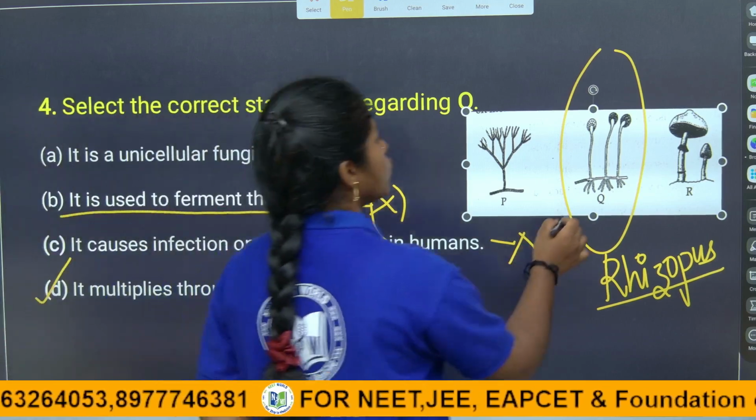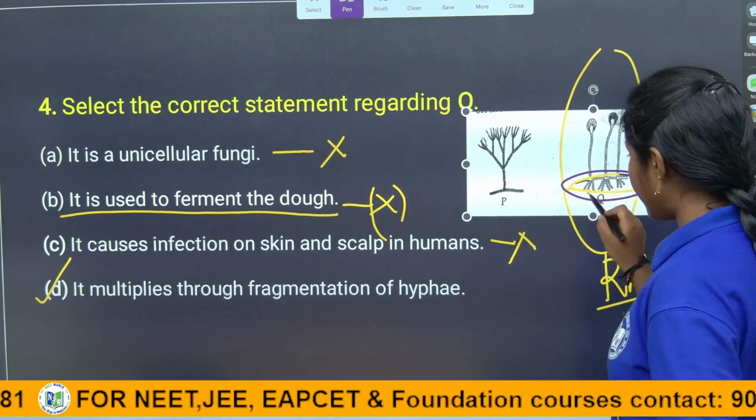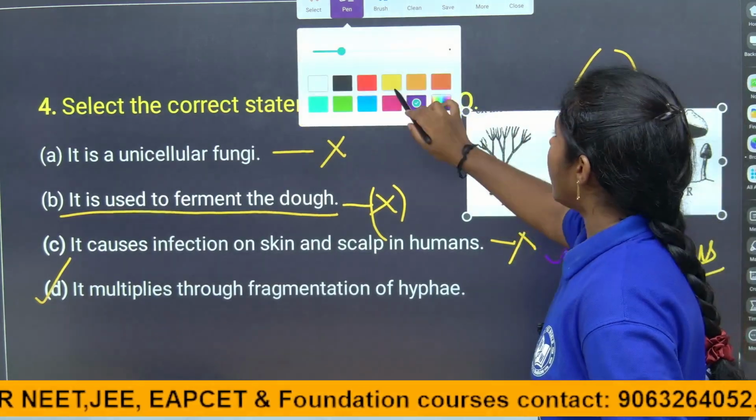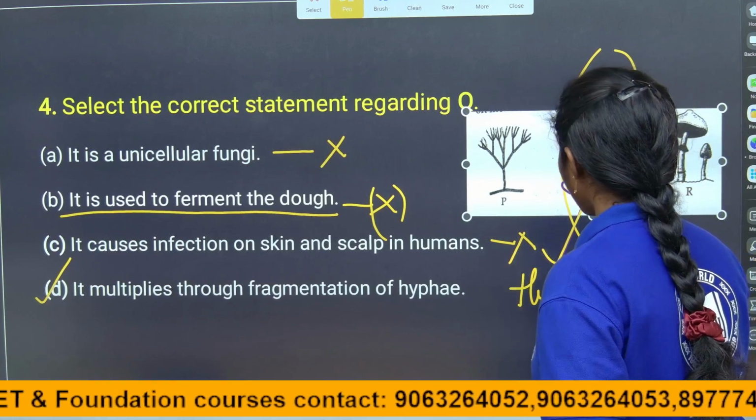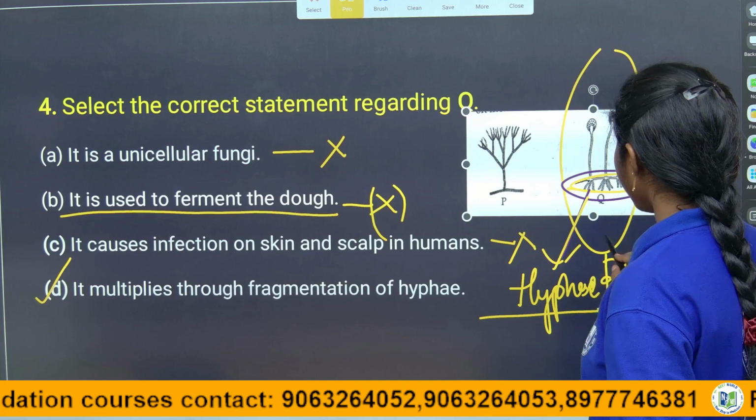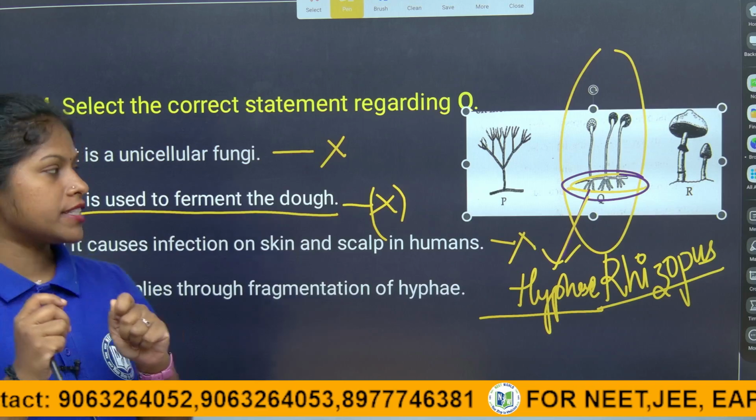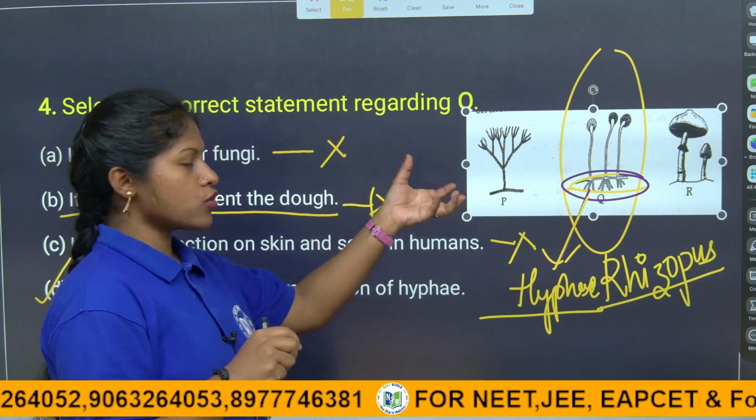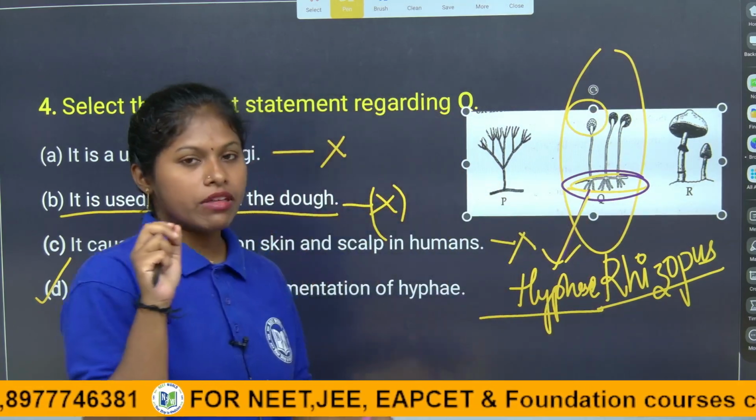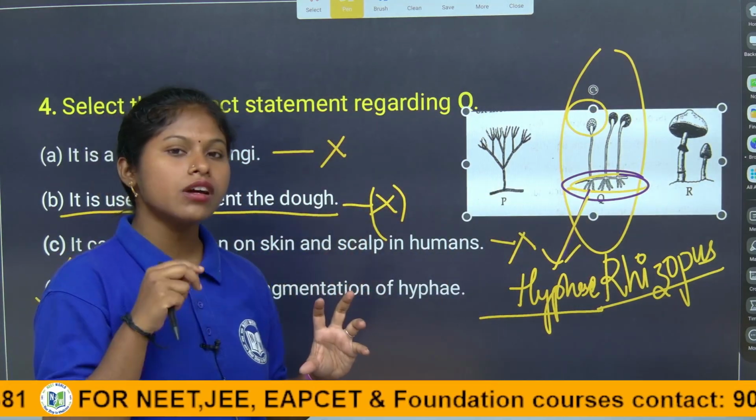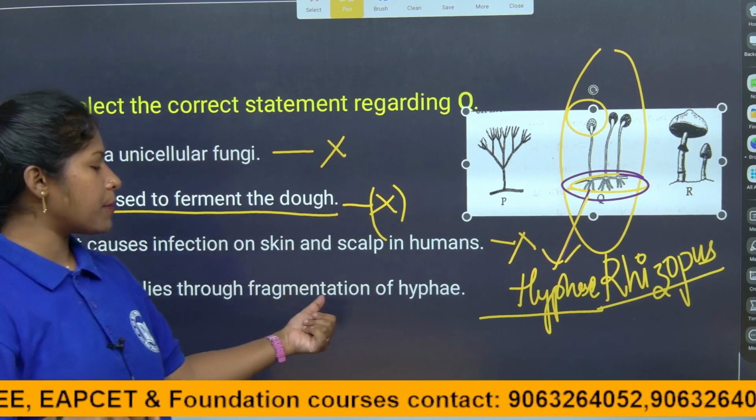So here the root-like structures are called hyphae. When this hyphae breaks down into fragments, it again gives rise to the new rhizopus. Or else, when the bulb-like structures holding seed-like structures called spores burst in ideal conditions, it also gives rise to the rhizopus. Here the answer is D, because it multiplies through fragmentation of hyphae also.